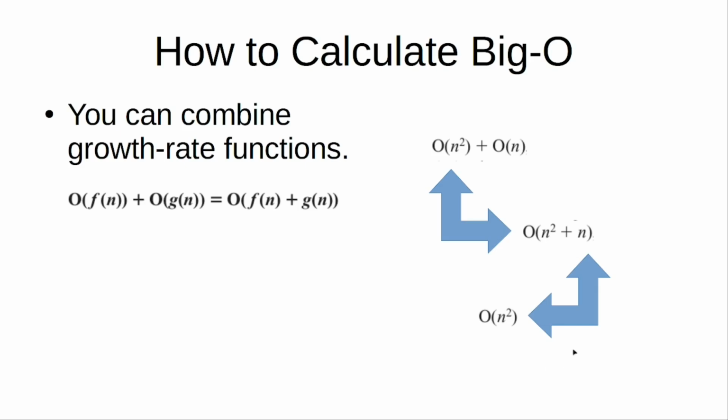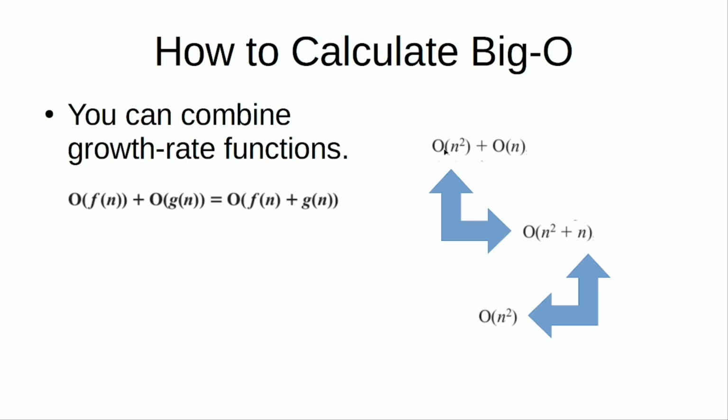And then finally, we can combine growth rate functions, because real-world algorithms often have multiple parts, each contributing differently to the overall performance of the program. By combining their growth rates, we get a clearer picture of how the entire algorithm scales.